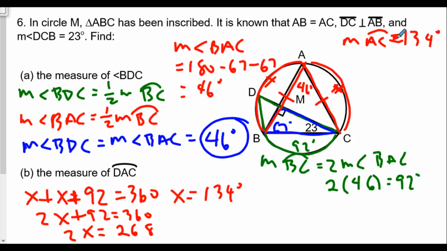There's one other thing here. This arc here, arc BD. The measure of arc BD is 2 times the measure of angle DCB. Sorry, it's a little messy here. Let me see if I can clean this up a little bit so it can be a little more legible.